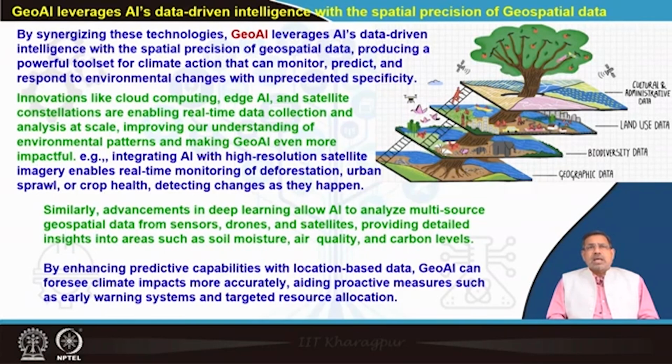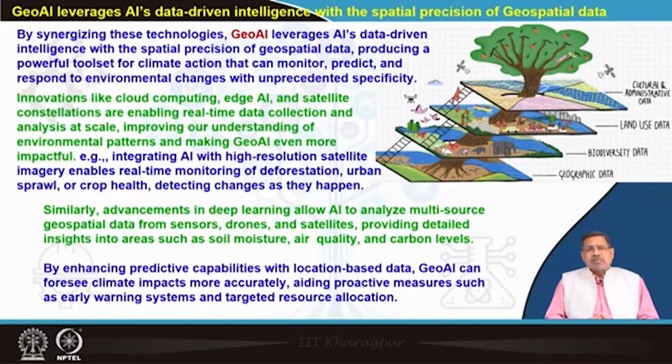Innovations like cloud computing, edge AI, satellite constellations are enabling the real-time data collection and analysis at scale, improving our understanding of environmental patterns and making the GeoAI even more impactful. For example, if we integrate AI with high resolution satellite imagery, it enables the real-time monitoring of various climate or climate change related activities.